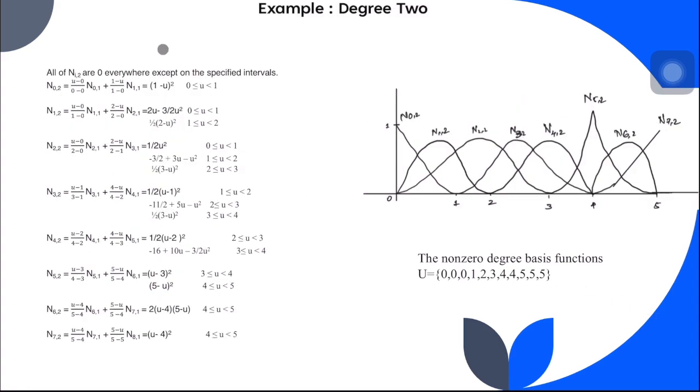In the same way we are going to see degree 2, where the degree 1 and degree 0 values are used for substitution, with the same function here as well. And all N i,2 are 0 everywhere except on the specified intervals given here. These are the exception cases where you see non-zero values, and each value is obtained from the formula we substituted.